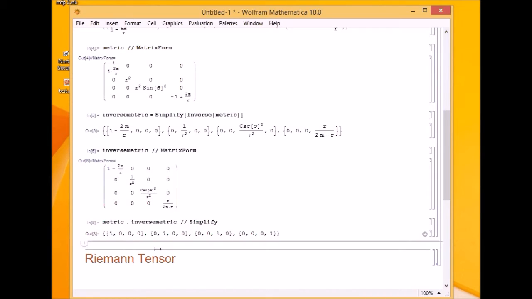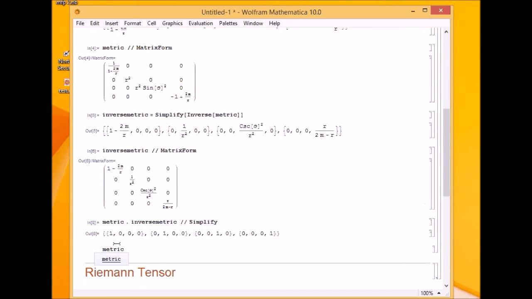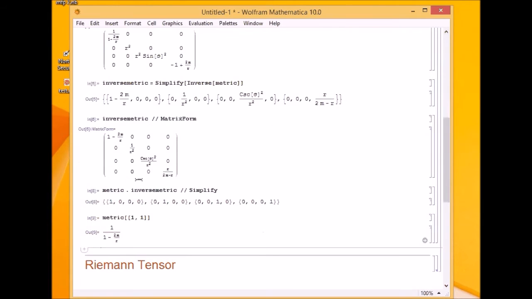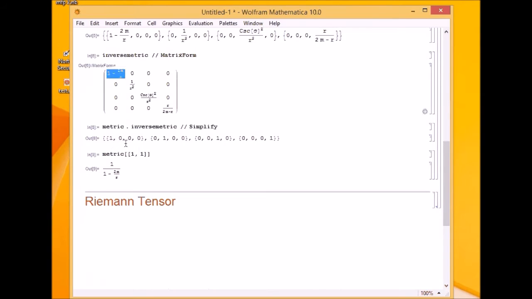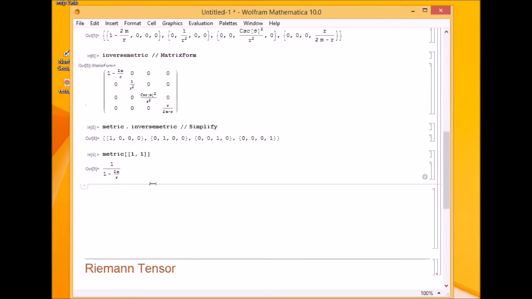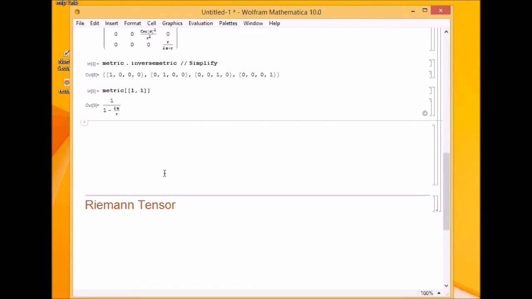Before that, I would like to remind you, if I want to address the first element, which is at the 1, 1 position, I write it as metric, square brackets, and then another square bracket, because if you remember, this is a list and this is a list within a list. So I have to include 2 square brackets, and I write 1, 1. So this gave me the RR component. Why RR? Because the first coordinate was r, so r component of the metric.